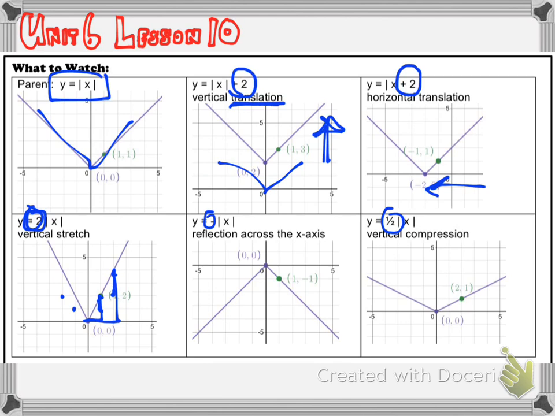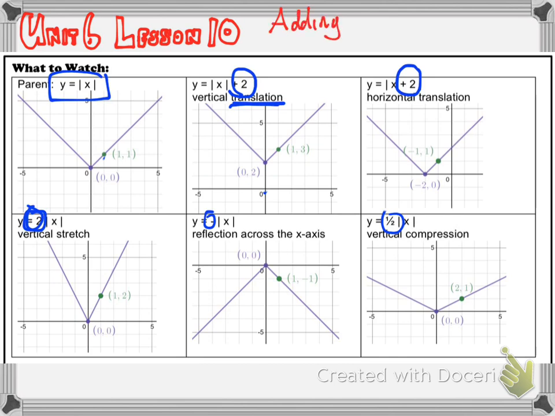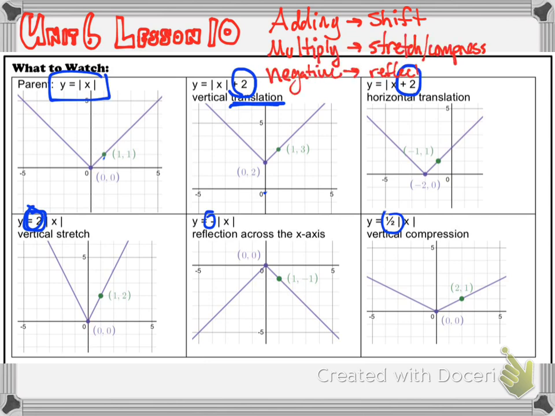So in summary, if you are adding to the parent function, it's going to shift it. If you're multiplying the parent function, it's going to stretch or compress it. If you have it multiplied by a negative, that reflects it. If you add or subtract inside, it's horizontal, and that's going to be counterintuitive. It's going to go kind of the opposite of what you expect.